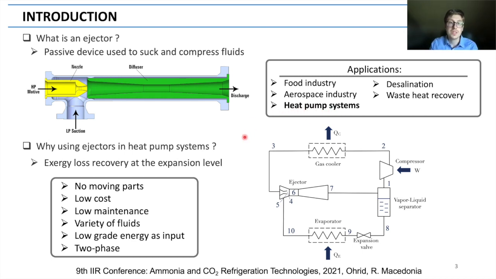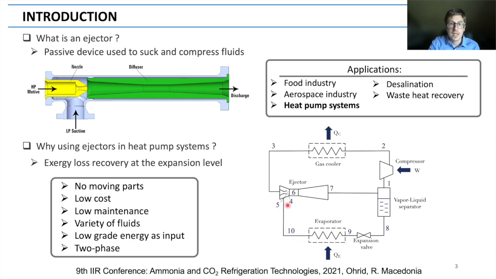So why would we be using ejectors in heat pump systems? Well, the short answer is because it allows us to recover part of the exergy loss that occurs at the expansion level of the heat pump cycle. To be more precise, let's look at the diagram on the right. And we can see that instead of discharging the high pressure refrigerant into a classical expansion valve, it is rather expanded into an ejector, which allows us to pre-compress the low pressure refrigerant that comes from the evaporator.